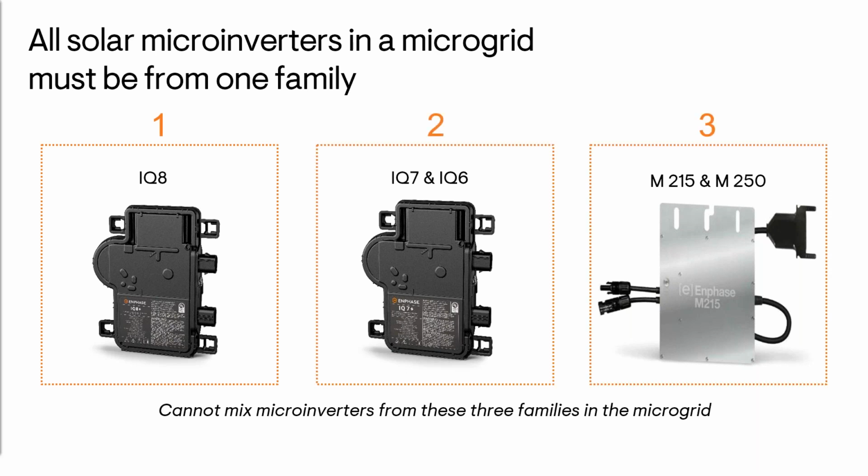It's also important to note that solar microinverters within an Enphase microgrid can't be mixed between these different families shown here. In other words, all microinverters on the solar array must be from one of these families. They can't be mixed together from multiple families. For example, if the customer has, let's say, 12 IQ7s on their solar array, and they want to add another 12 solar panels and a battery, they would have to either replace those IQ7s with IQ8s and add more IQ8s, or they could just keep their IQ7s on their solar array, add more IQ7s to the solar array, and then add the battery.